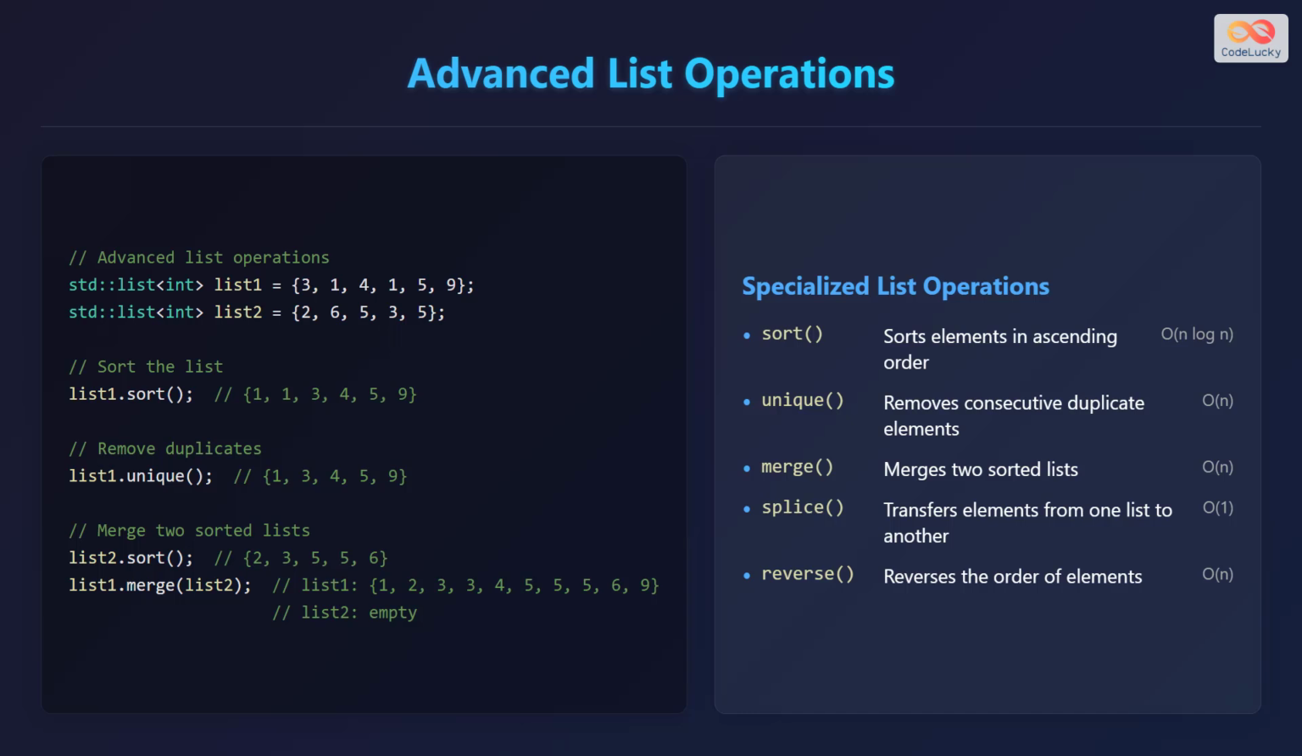Here's a summary of specialized list operations. Sort sorts elements in ascending order with the time complexity of order n log n, or O(n log n). Unique removes consecutive duplicate elements with the time complexity of order n. Merge merges 2 sorted lists with the time complexity of order n. Splice transfers elements from one list to another with the time complexity of order 1. Reverse reverses the order of elements with the time complexity of order n.